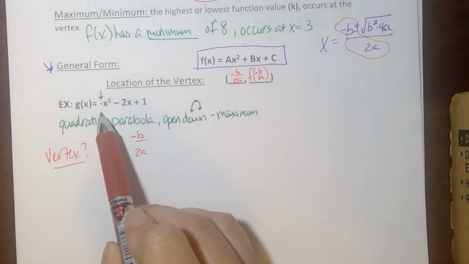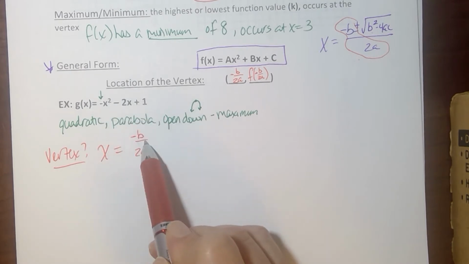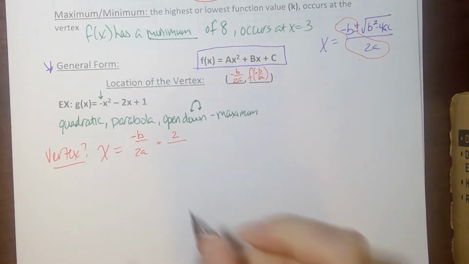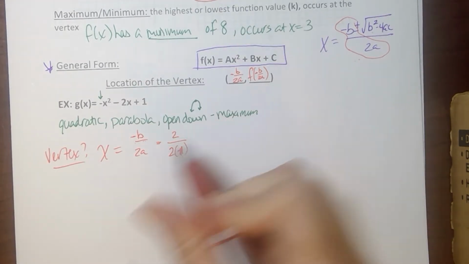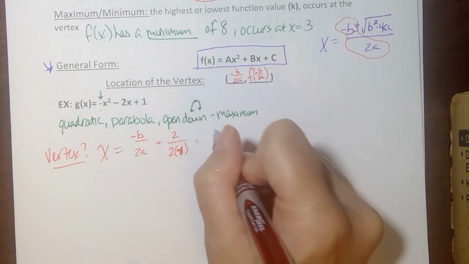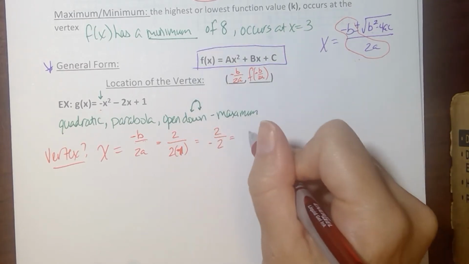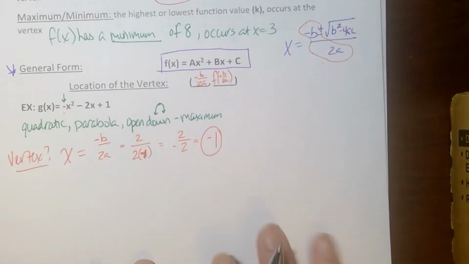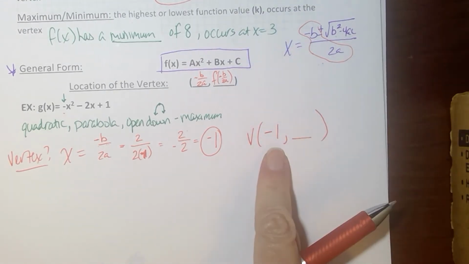So I've got a is negative 1, b is negative 2, and c is 1. Negative b, or the opposite of b in this case, is going to be a positive 2 over 2 times a, where a is negative 1. That's the coefficient on the squared term. So I have 2 as my numerator and a negative 2 as my denominator. Anything over itself is 1. This is a positive divided by negative, so it is a negative 1. So we've started figuring out our vertex. Our vertex has an x-coordinate of negative 1.